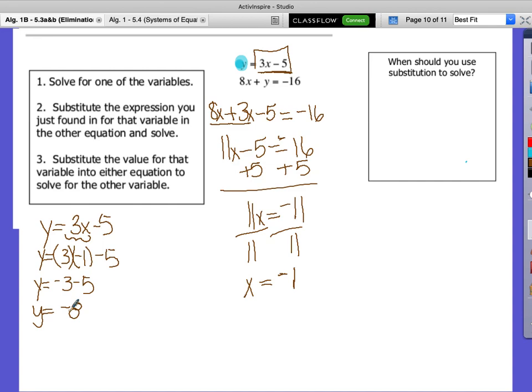Plug it in. First of all, I'm going to say that my ordered pair to this system of equations, the lines are going to intersect at the point negative 1, I'm sorry, negative 8. I might, because I used that top equation, go ahead and use that bottom equation. The product of 8x plus y should equal negative 16. What was the value of my x? Multiplying because I have a coefficient next to a variable. I'm adding to that. What was the value of my y? Thank you for being specific, equals negative 16. 8 times negative 1.